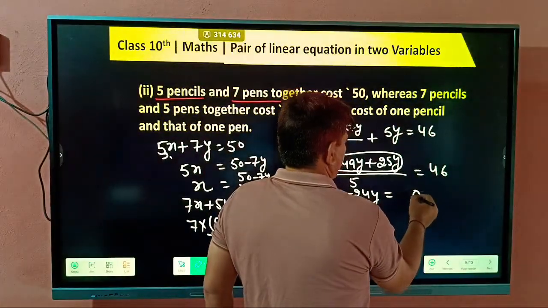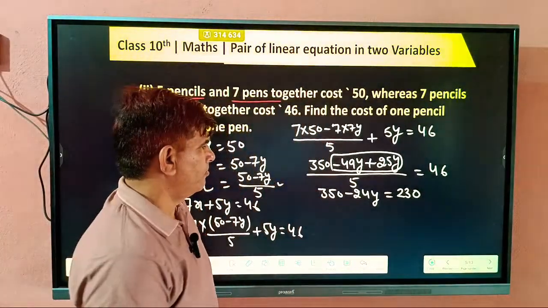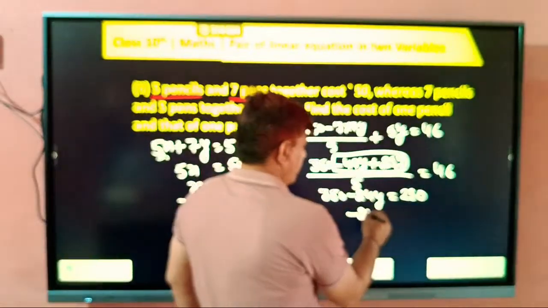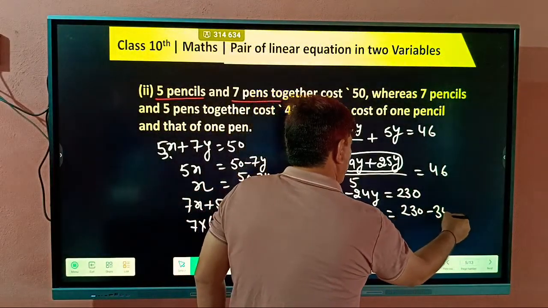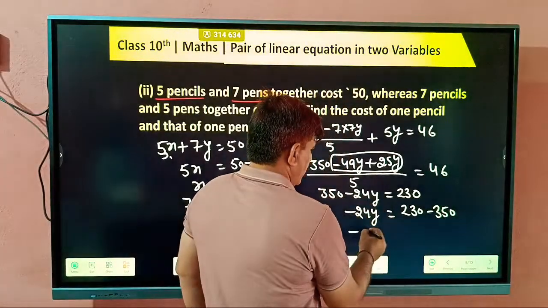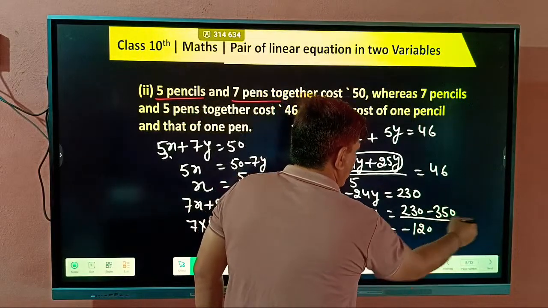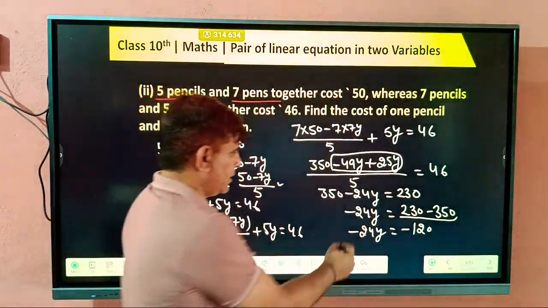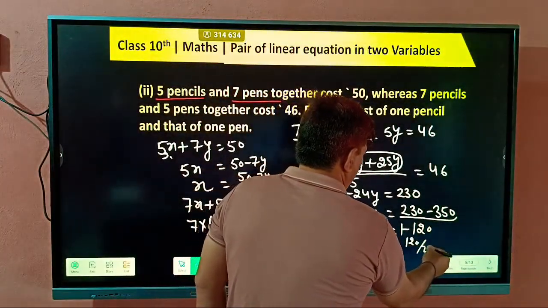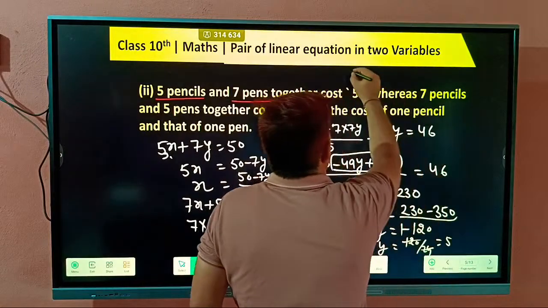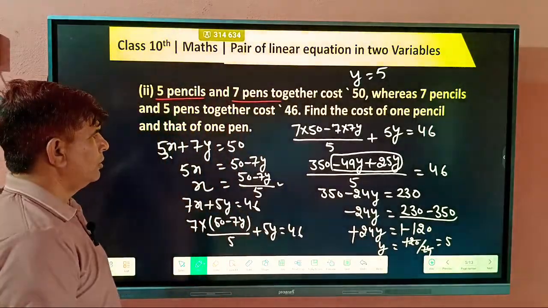into 5, 230. Yes or no? So minus 24Y is equal to 230 minus 350. How much is left? Minus 120. So minus 24Y is equal to minus 120. If you cancel the minus on each side, Y is equal to 120 by 24. So what's the value of Y? Y equal to 5.